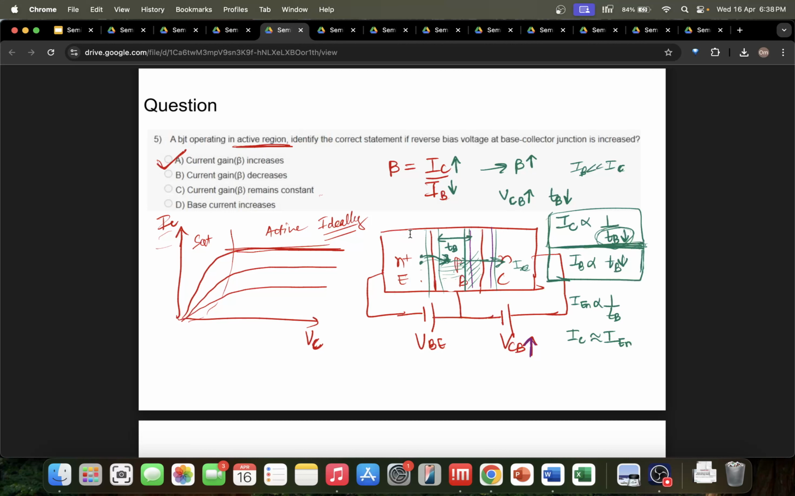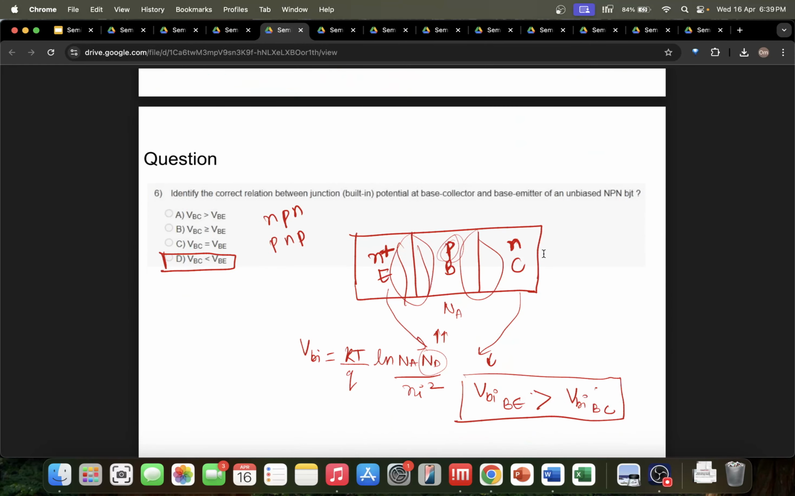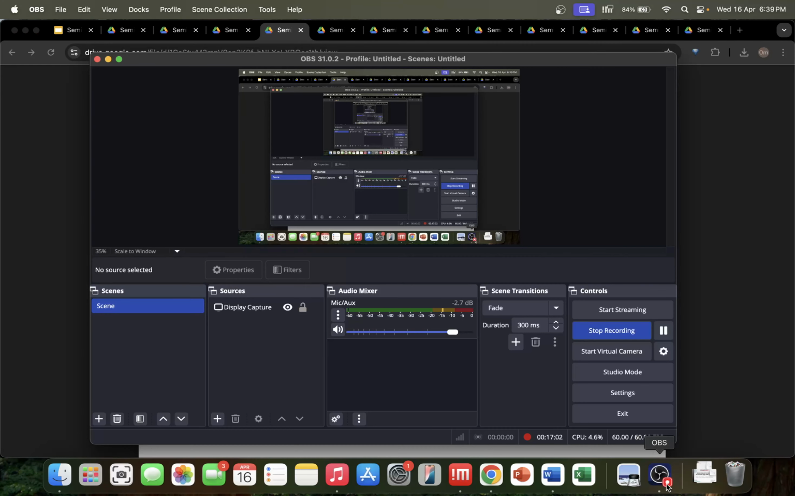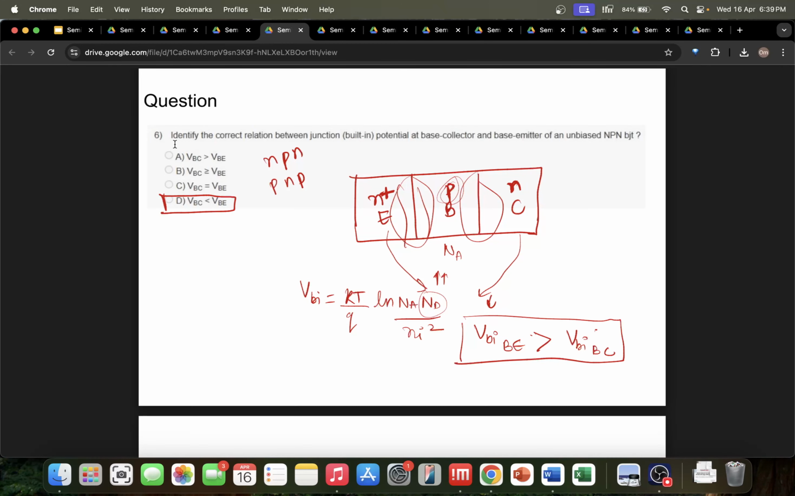We saw how BJTs are biased, what the different regions of operation are, saturation and active regions, and what the relationship is between the current gain of a BJT with IC and IB, and how the different regions of operation affect the BJT operation and the beta. Then we saw some questions.